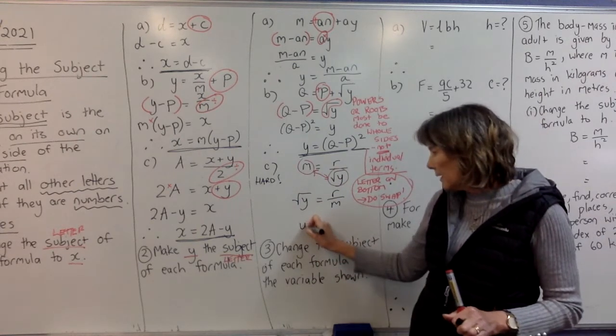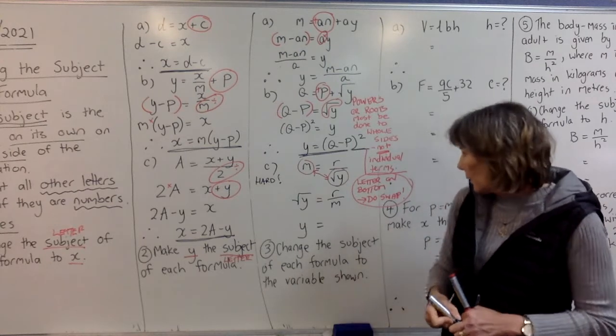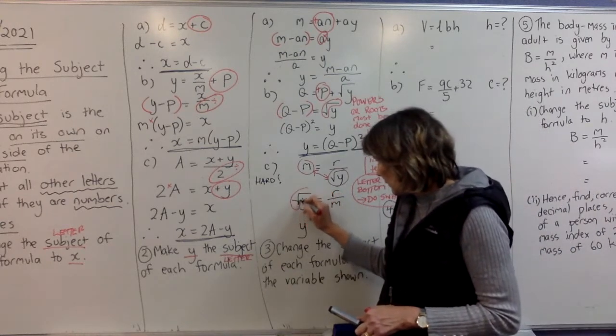All right, now I'm trying to get the y by itself. So I want to get rid of my square root sign.